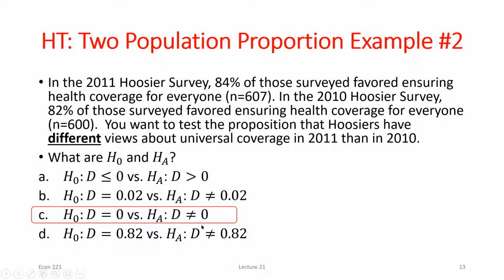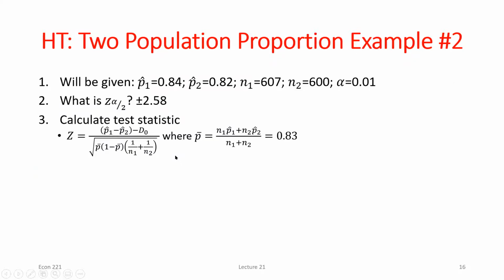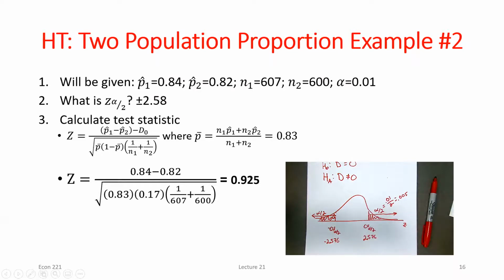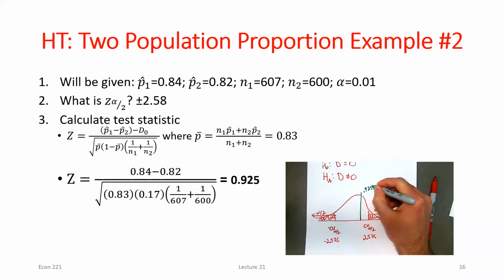That's what we're always using in these examples, just to make it a little bit easier for us, okay? So once I plug everything in, I should get about 0.925, okay? So I've got a test statistic of about 0.925. Well, if I think about where this is going to fall, somewhere out here. So 0.925 is my Z statistic, or my test statistic.